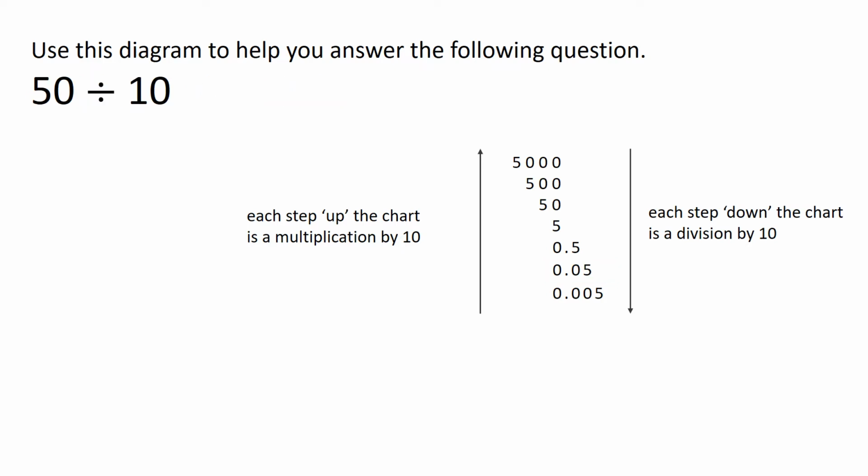So 50 divided by 10, we're dividing, so we're going down the chart one step. So 50 divided by 10 is 5. 5,000 divided by 10, 500. 0.05 divided by 10 is 0.005. So again, the chart comes into its own when we start talking about decimal numbers in particular, and it gets people really fluent and really familiar with these types.